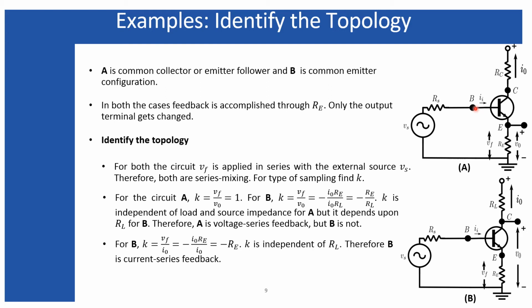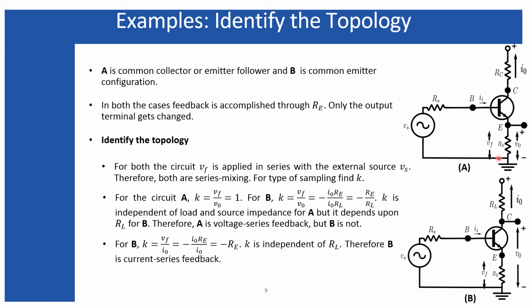Now you are given two circuits, the circuit A and circuit B. You have to identify first what type of feedbacks are employed for these two circuits, and then I will show you the process by which we can find the input circuit and the output circuit, and I can find the feedback parameters. So first of all, looking at these two circuits, you can easily identify what these circuits are. Now this is basically the common emitter circuit where the output is taken from the collector, and this circuit, the circuit A, is the common collector circuit where the output is taken from the emitter.